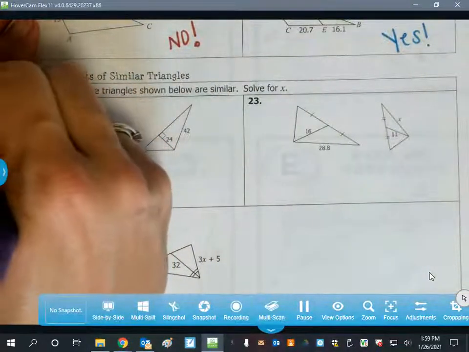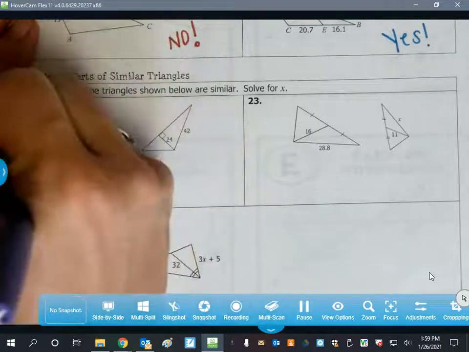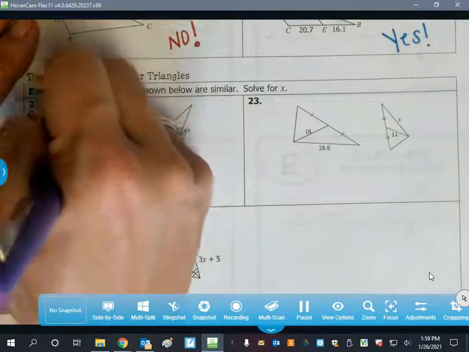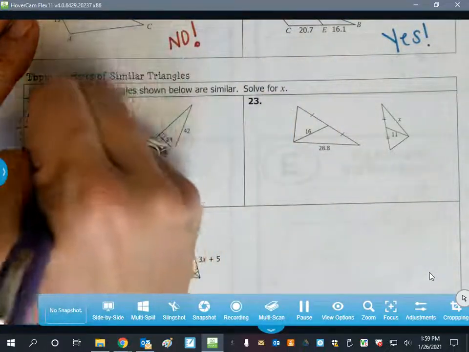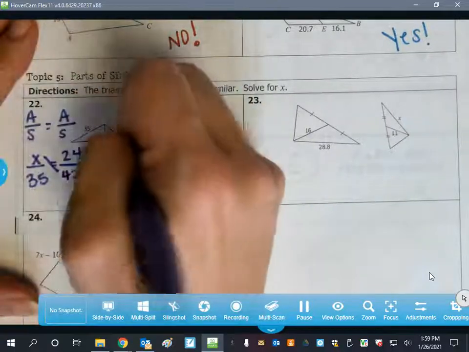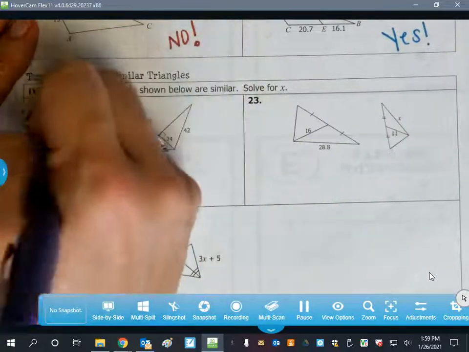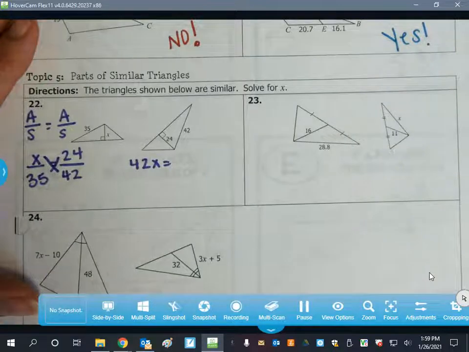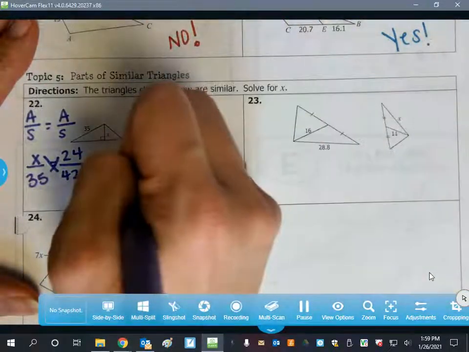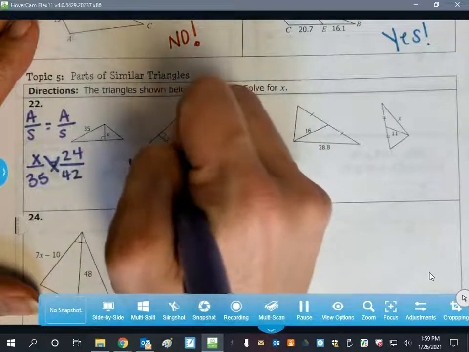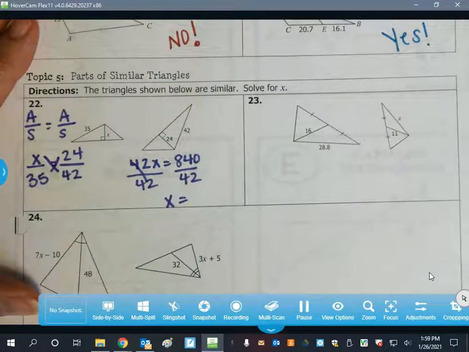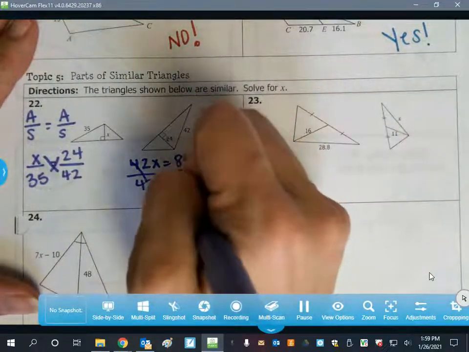Hopefully you set up altitude is x over side is 35 equals altitude is 24 over side is 42. Cross multiply. 42x equals 35 times 24, which is 840. Divide by 42, and x should equal 20.